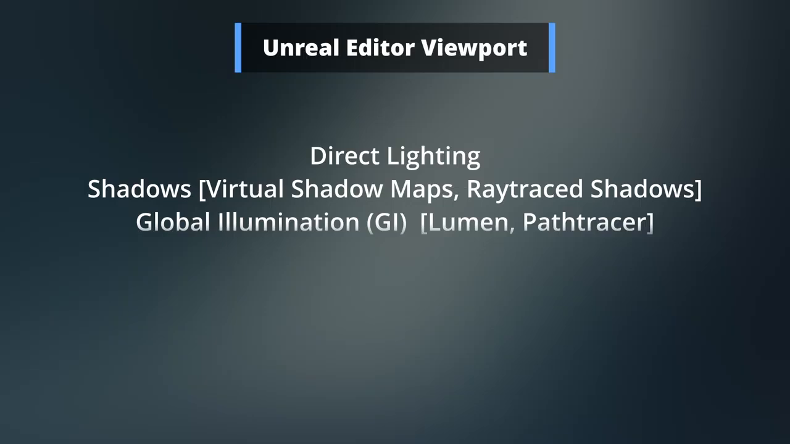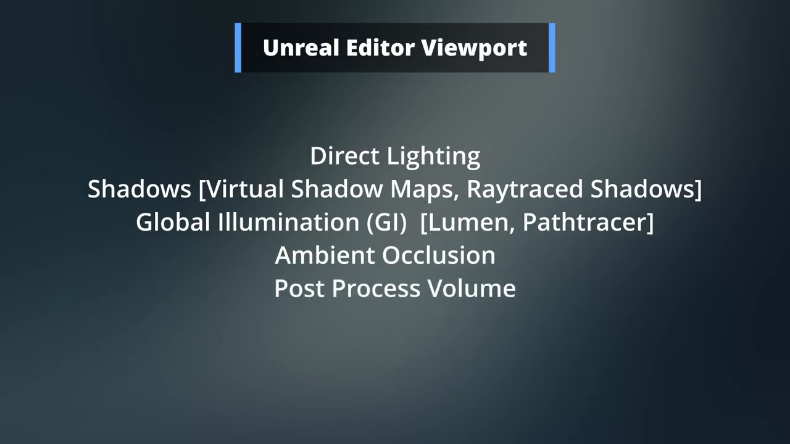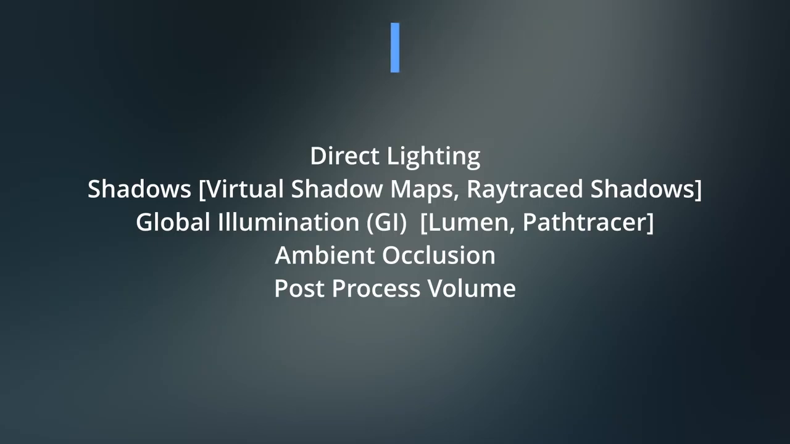But let's talk about a couple of other systems that also affect the viewport image. Ambient occlusion, which is a soft darkening in the crevices. This is a separate system that Lumen approximates, but Path Tracer calculates. The post-process volume, which does, as we saw, exposure, and it can do a whole host of other things, is also affecting the viewport image.